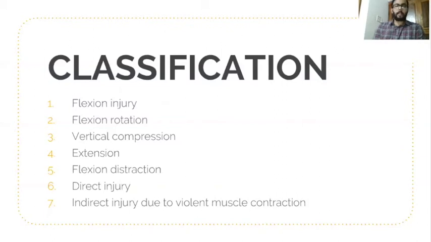Direct injury may be stable or unstable as per the cause. It may occur due to a lathi blow or due to a gunshot. A lathi blow causes spinous process fracture only, which is a stable injury. A gunshot may be stable or unstable according to the site affected. Indirect injury due to violent muscle contraction is a stable injury, causing fracture of the transverse process of the lower lumbar spine.